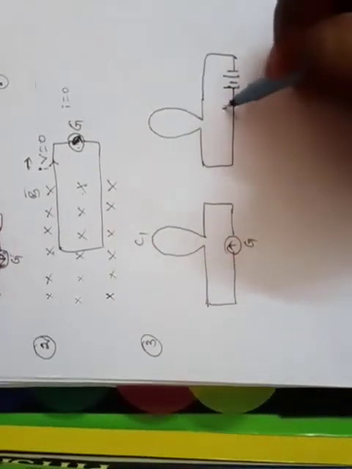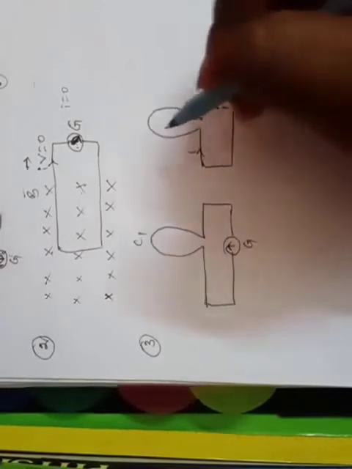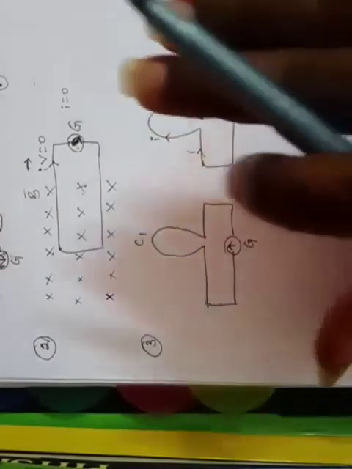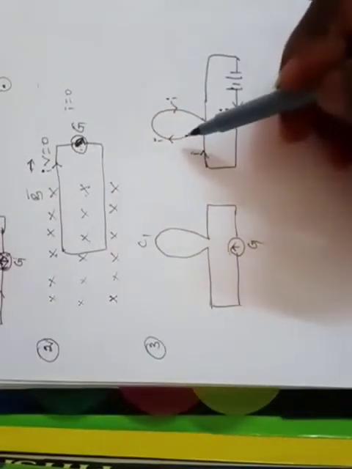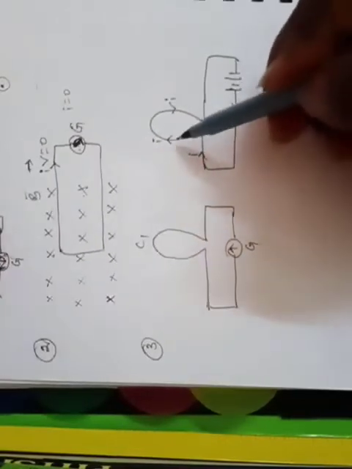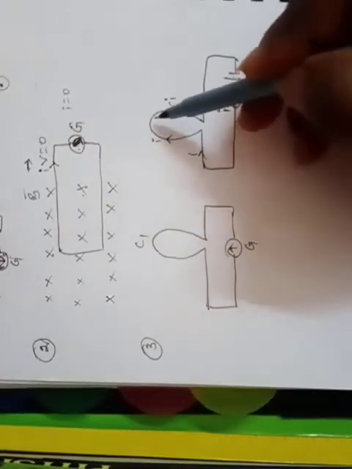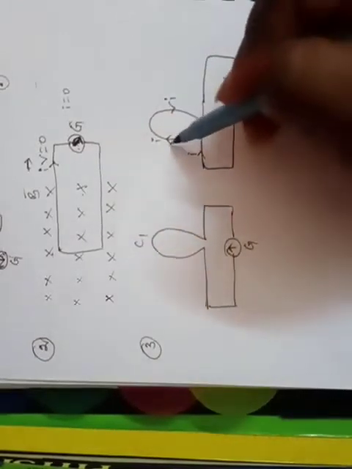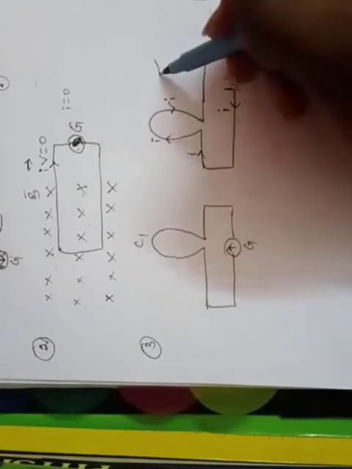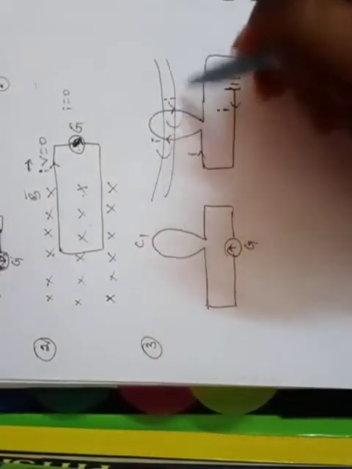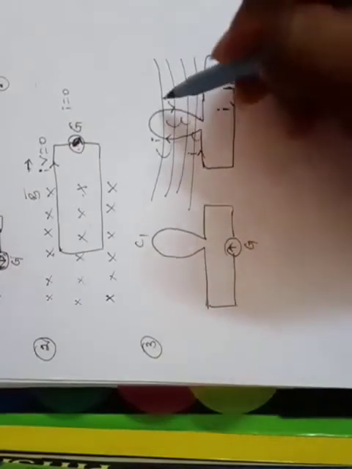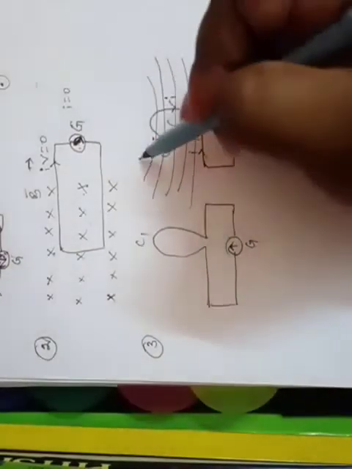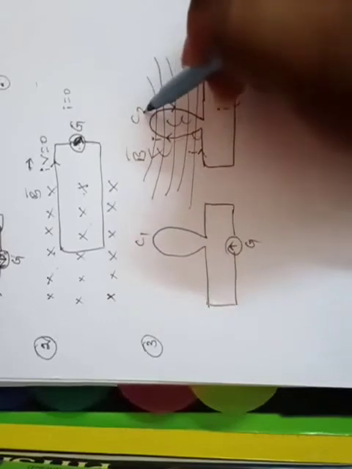So this is the direction of the current. Here we have already seen in moving charges and magnetism that whenever current passes through any conductor, it will produce a magnetic field around it. So due to the current flowing through this coil, the magnetic field lines produced by this coil are like this. These are the magnetic field lines produced by coil 2.